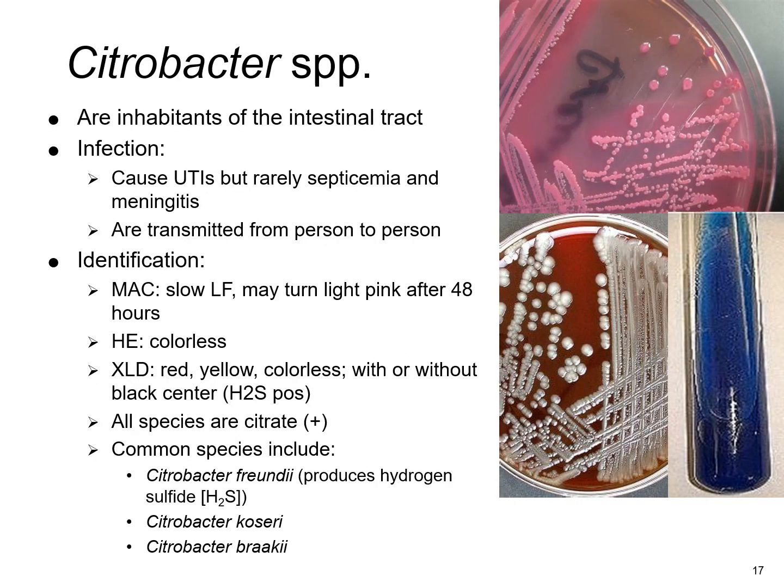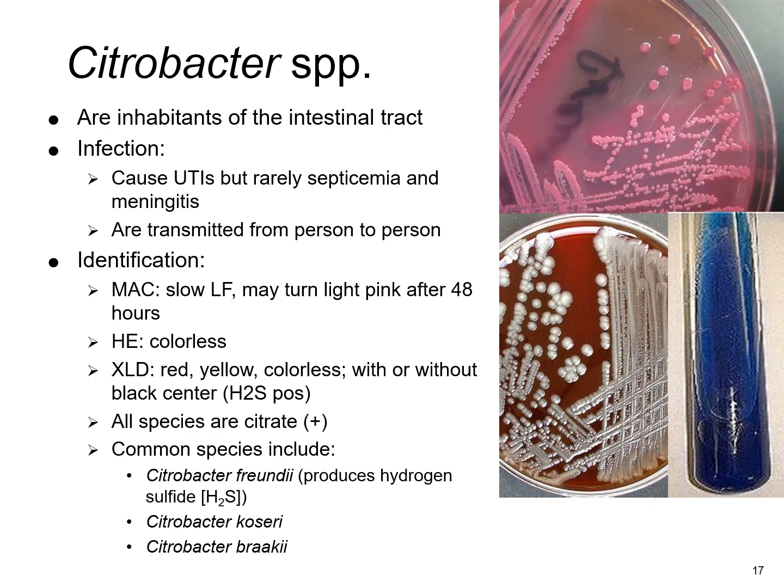Citrobacter species are normal within the intestinal tract, and they do cause UTIs, but it also rarely can be seen with septicemia and meningitis, and it can be transmitted from person to person. So when we're looking to identify this particular organism, again, we're looking for a lactose fermenter. And so it can be a slow lactose fermenter, which means it can start to turn a light pink color after it's been incubated for about 48 hours.